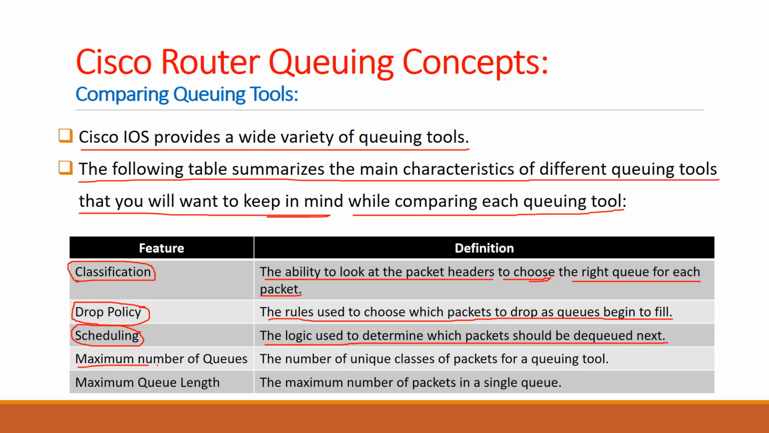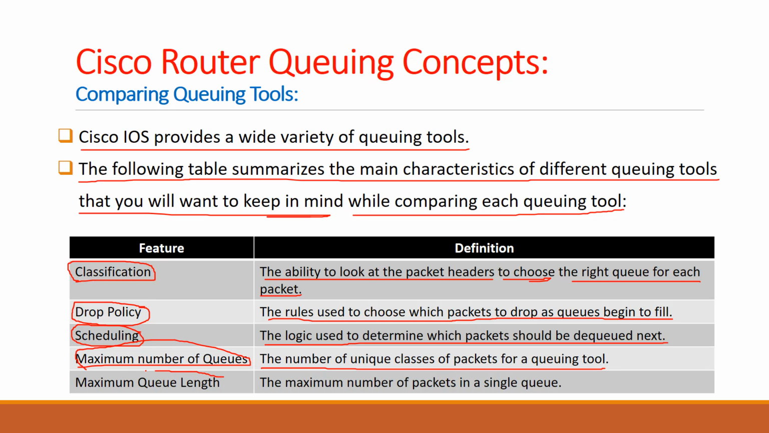And then the maximum number of queues. It depends on the model of the router and the memory. And as a definition, it is the number of unique classes of packets for a queuing tool. And by the way, you can use the term queues or classes. So the maximum number of queues is the number of unique classes of packets for a queuing tool.